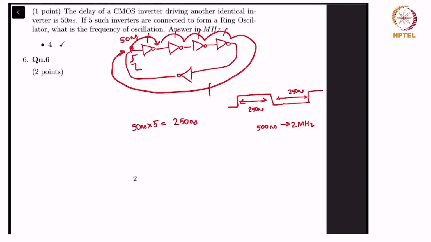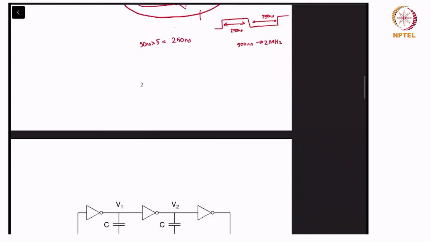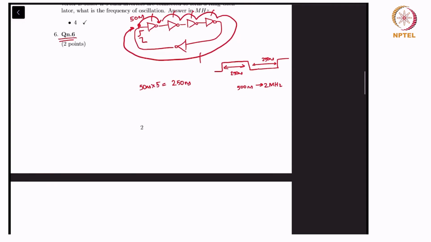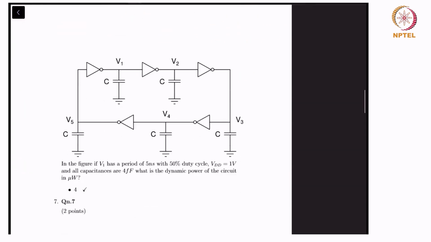So yeah. So in question 6 we have that in the figure, if V1 has a period of 5 nanoseconds, so you can imagine that this is a period of 5 nanoseconds, right, with a 50% duty cycle. So you can actually imagine that it's like that, 50% duty cycle, right, with VDD as 1 volt and all capacitance are 4 femtofarad. What is the dynamic power of the circuit in microwatts?